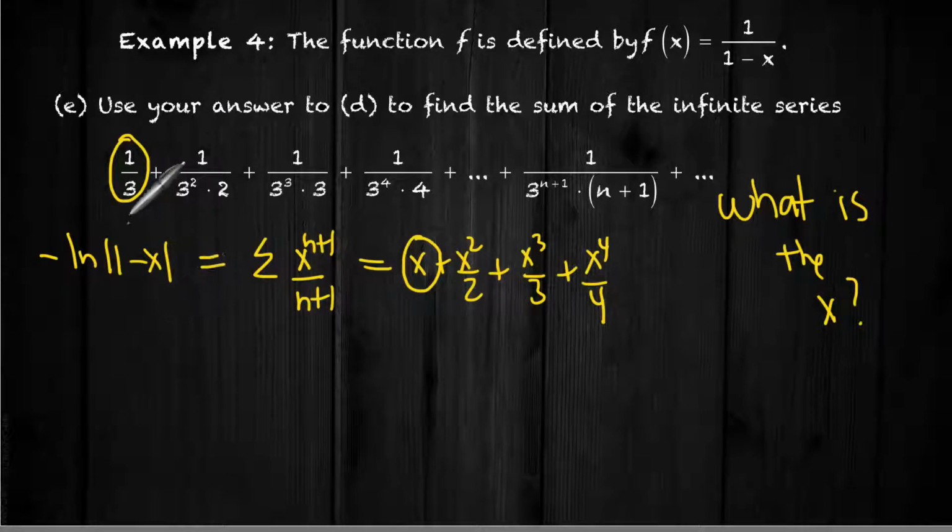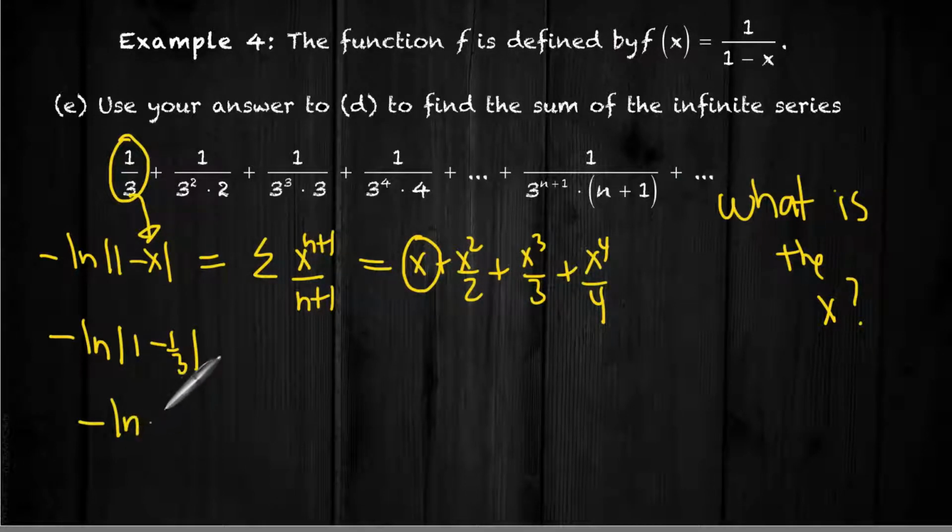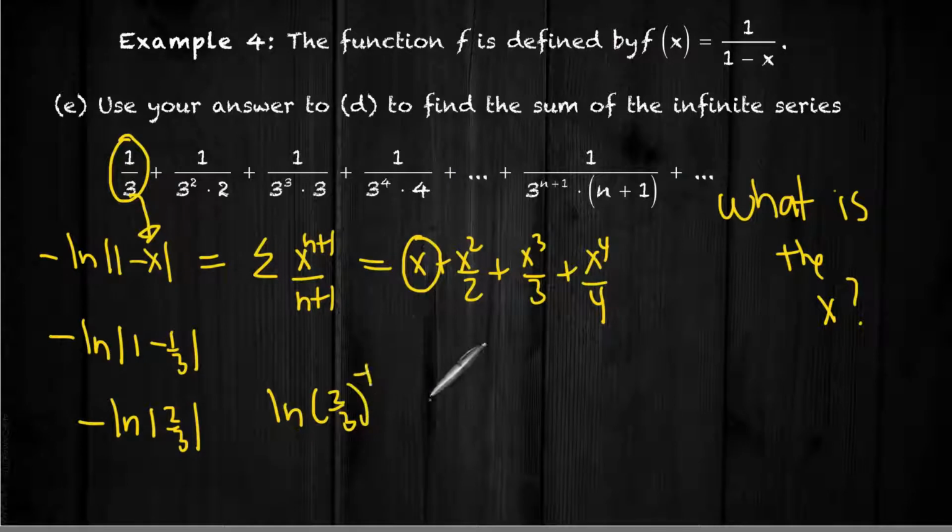So we're going to plug 1/3 into the real function that we're trying to approximate. And so we will get negative natural log of 1 minus 1/3. So that's going to be negative natural log of 2/3. And then we remember one of the properties of natural logs. We can take the negative from the front of the log and move it to the top and make it an exponent. So that's going to be natural log of 2/3 to the -1, which means flip the 2/3. So your final answer is natural log of 3/2.